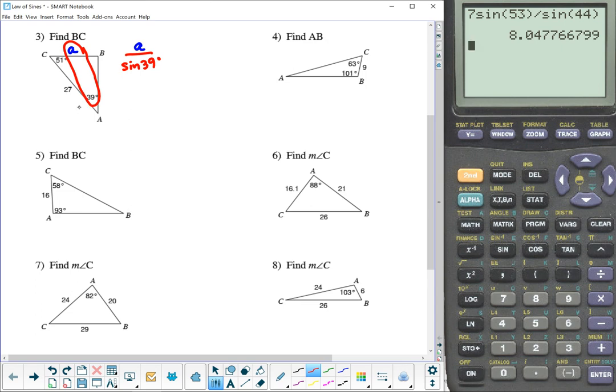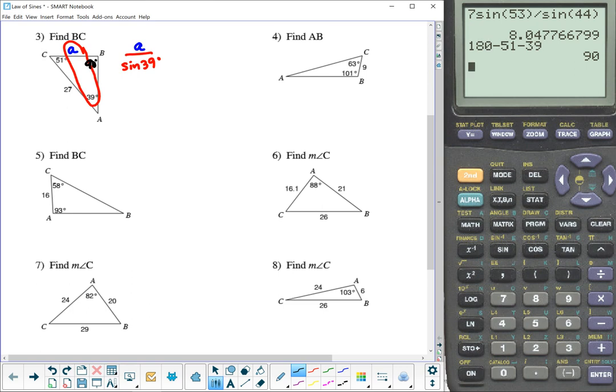In this case, the only other side I know is 27, so I can't use that 51. I need to figure out this angle over here. So I need to go 180, take away 51, take away 39. That gets you 90. Oh, that's a 90-degree angle. Cool.